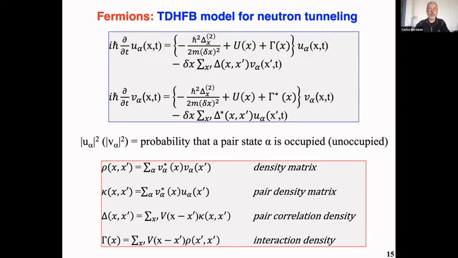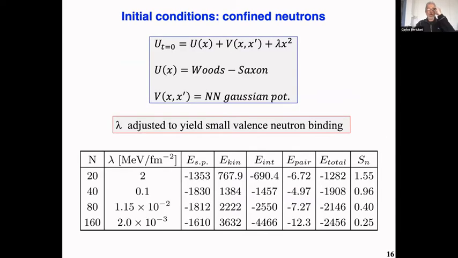So how do we prepare the neutrons? How do we confine them? As I said, it could be applied to nuclei too. I'm talking about neutrons because I know that the neutrons are the ones who are going to tunnel. So we prepare them initially in this mean field together with the interaction between them, and then I force them to be confined with a harmonic oscillator, okay, a parabolic potential. And here, this lambda and the parabolic potential are adjusted so that I have a small valence neutron binding.